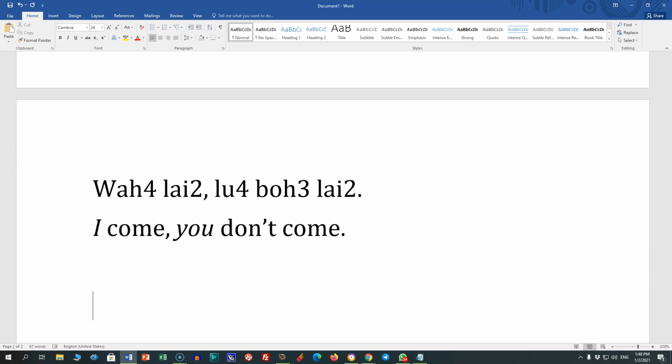When you use wah as the object, it always stays in its citation form. That means if you put it at the end of sentence, it will be in the citation form. For example, lu kiu wah. So over here, you can see that it's in the citation form.